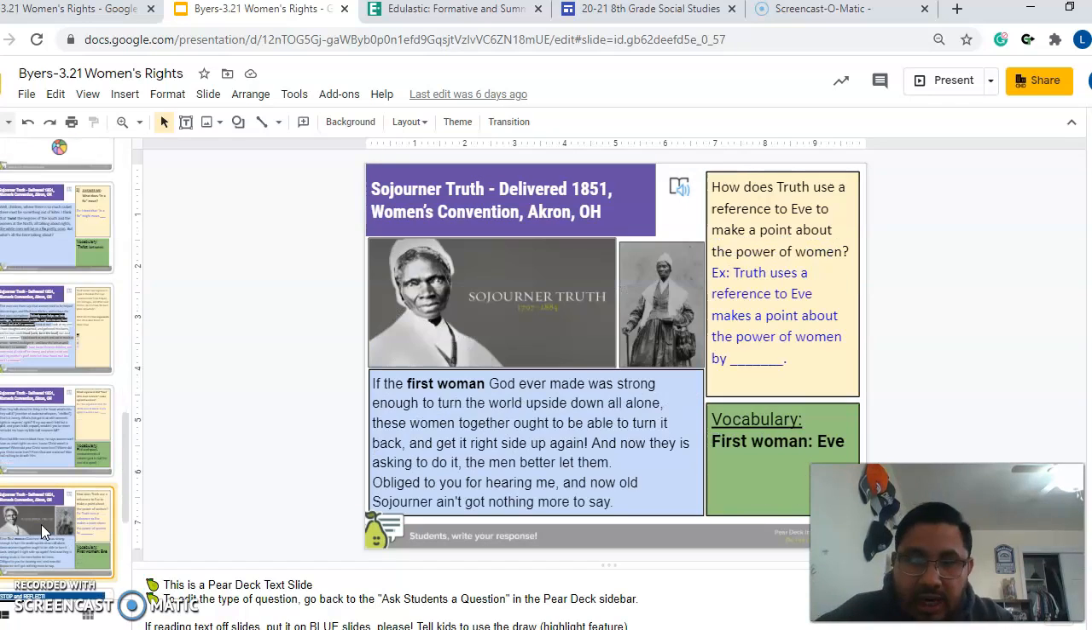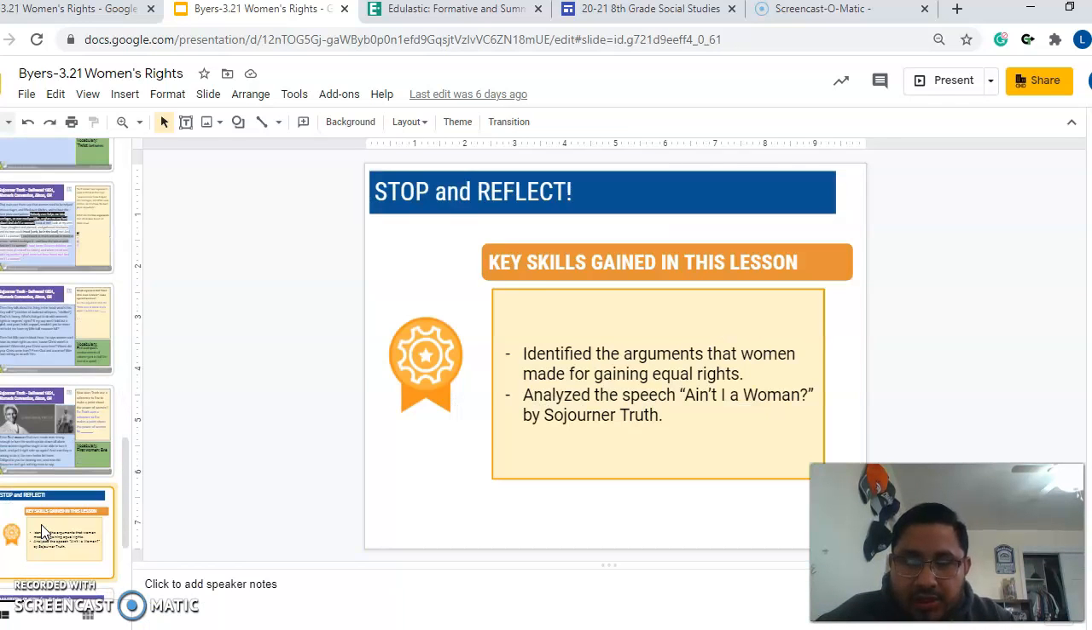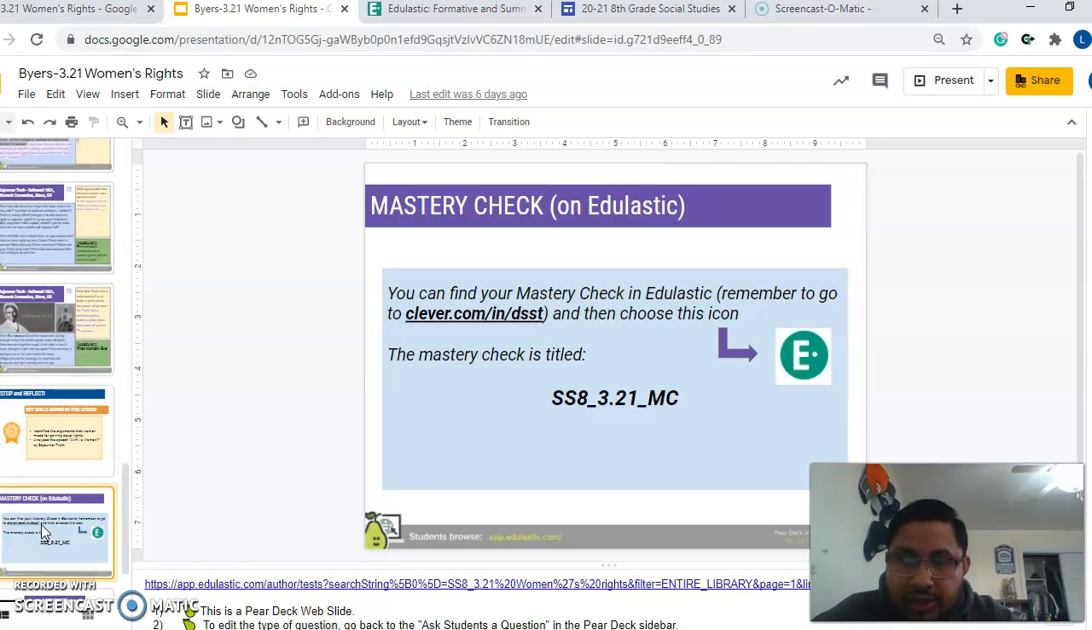So look at the argument, and once you're done, make sure that you go to the mastery check in Edulastic. It's already been posted. You can take it up to 2 times. So if you don't do well the first time, give it another shot. But make sure that you're looking at the documents in order for you to understand the mastery check. Okay, and once you're done with that, you're done with your day, and I will see you on Monday.